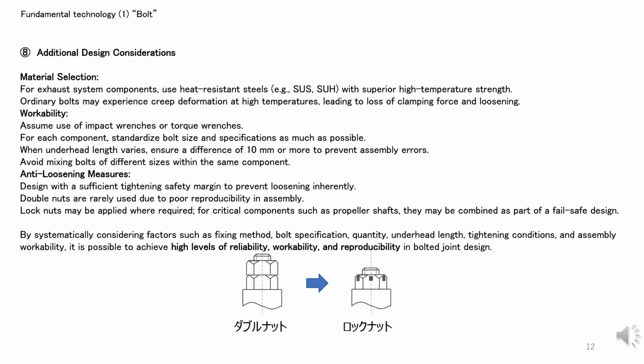By systematically evaluating fastening methods, bolt specifications, quantity, grip length, tightening conditions, and workability, high reliability, operability, and repeatability can be achieved in engine fastening design.